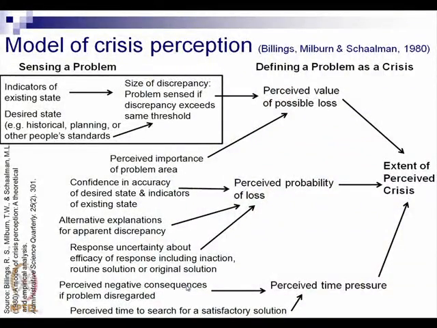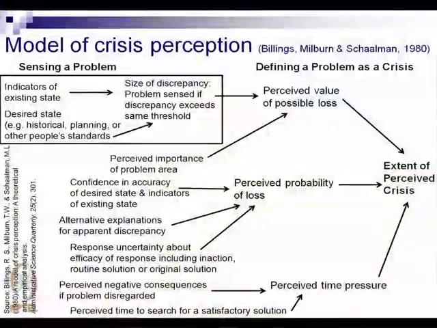Perceived negative consequences if the problem is disregarded. I choose not to respond. If you remember in the persuasion section or in the conflict management section, we said that in the model of conflict, the process of conflict, if you don't do anything, it just piles on. There are perceived negative consequences if the problem is disregarded. If I choose not to act on what I think I've lost, then what will happen?